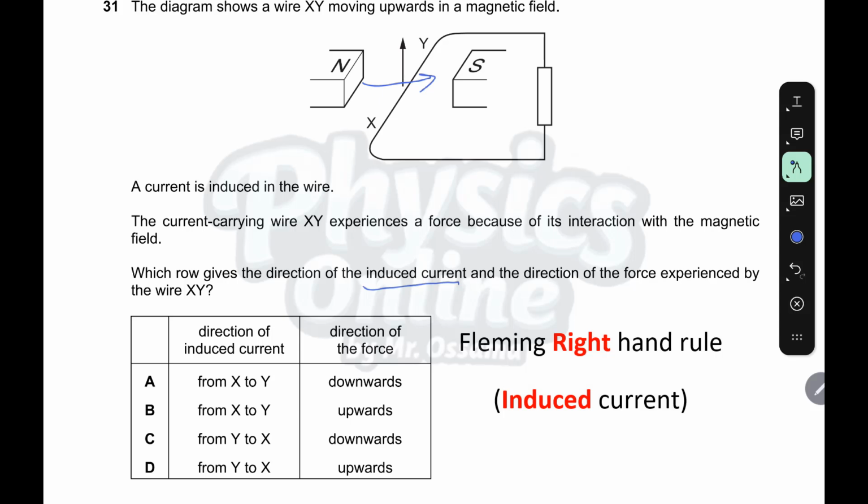This shows the direction of the second finger from X to Y, in this direction. About the force acting on the wire, it will of course be in the opposite direction of its motion. Motion is upwards, so the force will be downward.